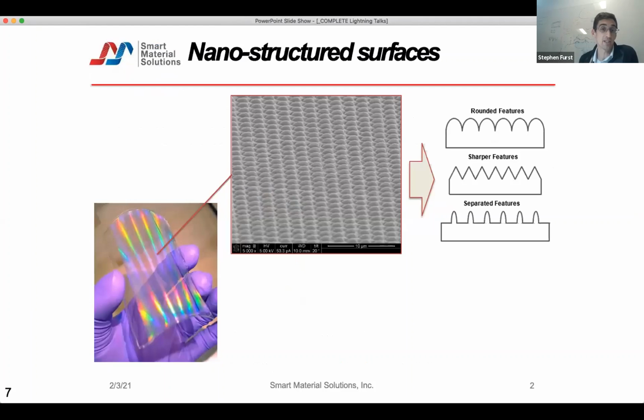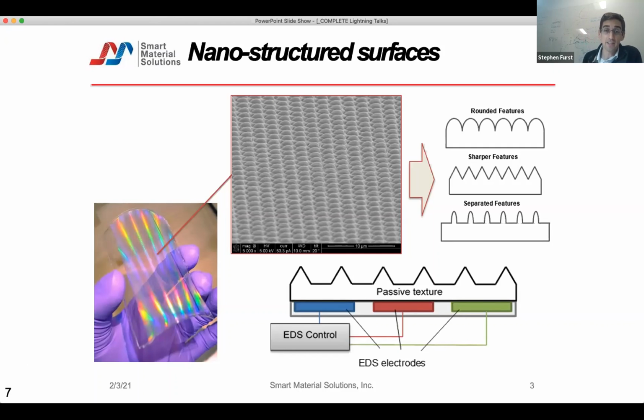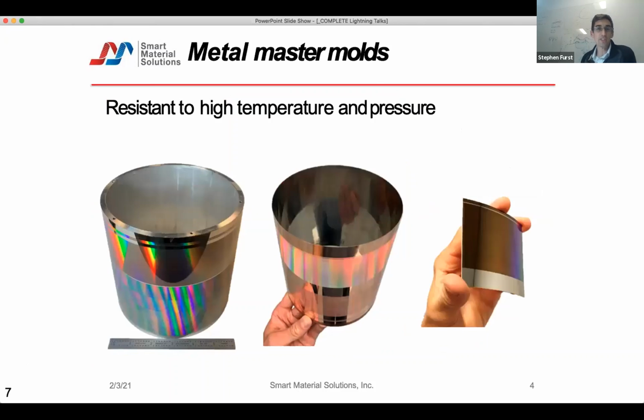This is a microtexture. It's little bumps that are spaced out. And the idea is that these bumps reduce surface contact area, and maybe they can be optimized here. These are 2 micrometers, but we can make bumps down to 200 nanometers and different feature shapes and sizes. Next slide, you'll see how this sort of a passive texture can be combined with an EDS system to make an integrated solution.